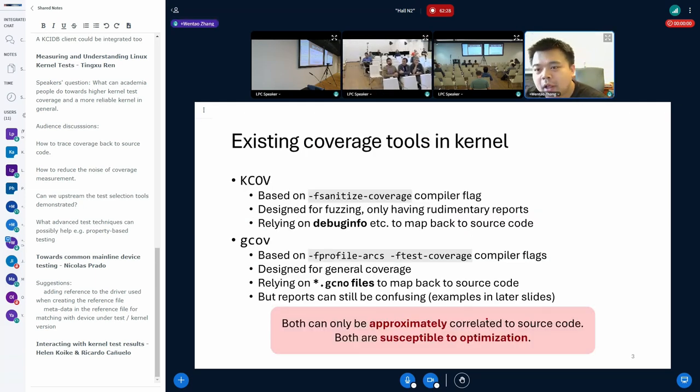Okay, so right now in the Linux kernel, there are at least two coverage tools, namely KCOV and GCOV. KCOV is commonly used together with syzkaller, and GCOV, on the other hand, is designed for coverage in general. But the problem here is both these two tools perform their instrumentation at some late stages of the entire compilation pipeline, so they can only approximately correlate the execution traces back to source code. So their results are especially susceptible to optimization.